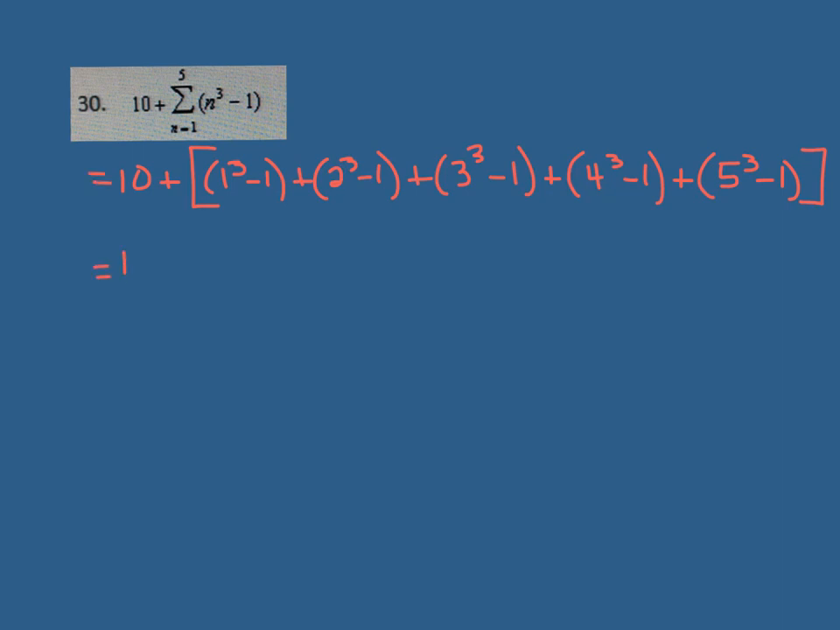So 10 plus, you could drop these brackets, you don't need them, that's up to you. But 1 cubed minus 1 is just 0. Bring down the addition sign. 2 cubed minus 1 is 7. 3 cubed minus 1 would be 26. 4 cubed minus 1 would be 63. And then 5 cubed minus 1 would be 124. When you add all this together, you wind up getting 230.